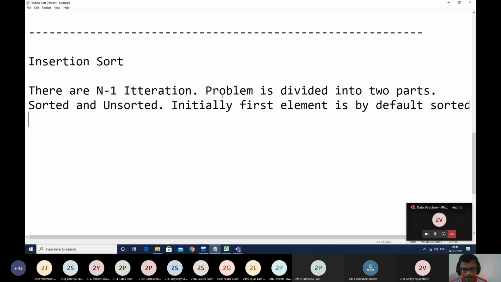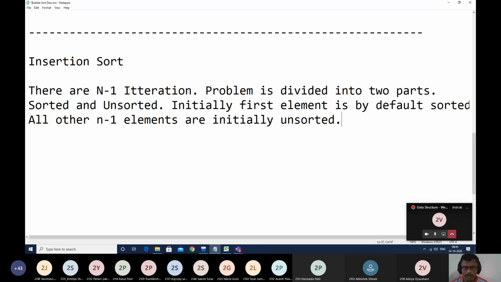Yes, sir. So initially first element is by default sorted. What is that first element which is by default sorted? The first card that I have picked up in my hand, left hand. Correct? So that is by default sorted, right? And all other n minus 1 elements are initially unsorted. So we are going to apply n minus 1 iterations for these n minus 1 elements, right?